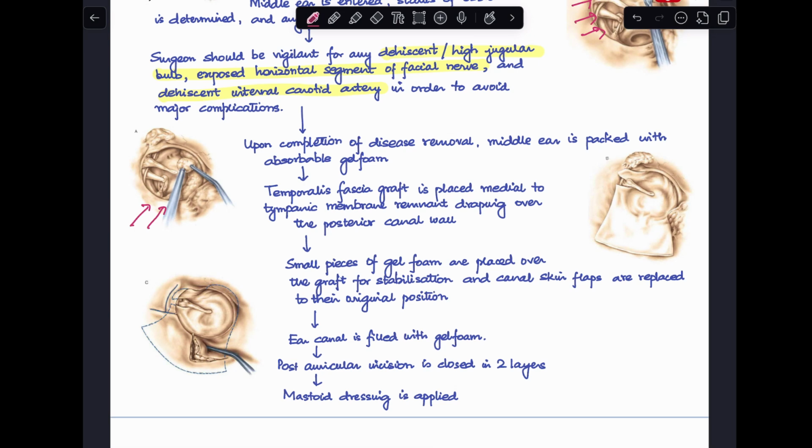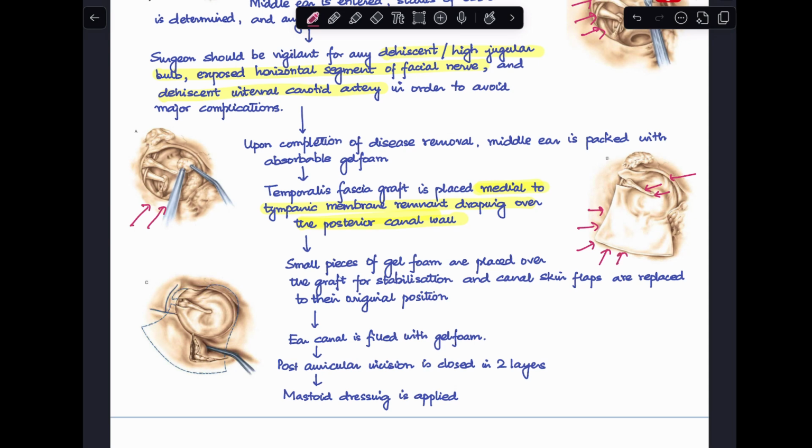After packing the middle ear with gel foam, here the temporalis fascia graft is placed medial to the tympanic membrane remnant, draping over the posterior canal wall. You can see over here, this is the handle of malleus and this is the annulus. The temporalis fascia graft is placed medial to it and it drapes over the posterior canal wall as seen over here.